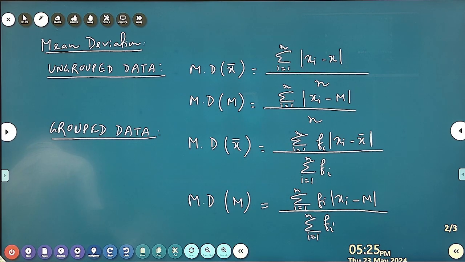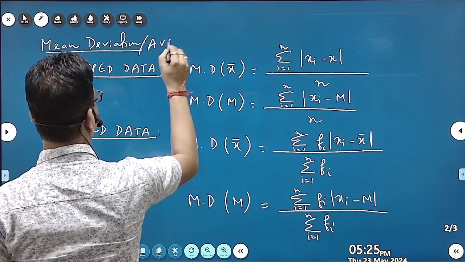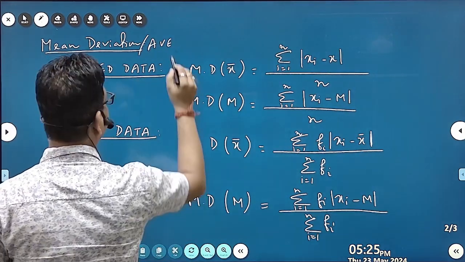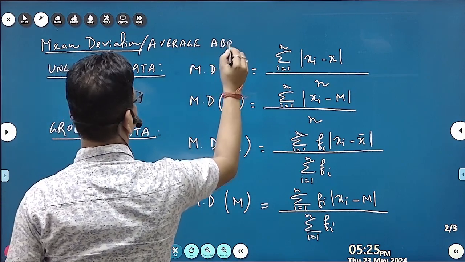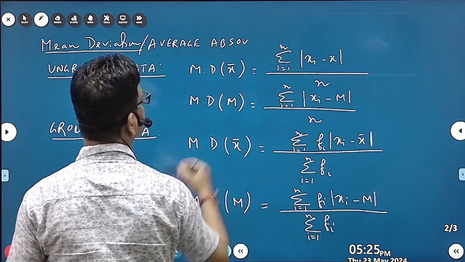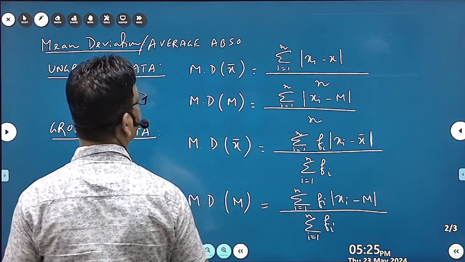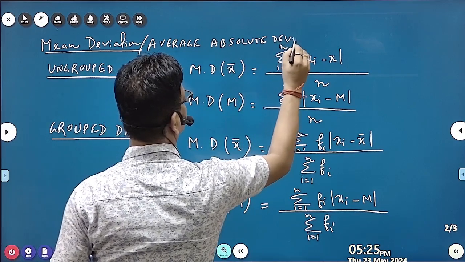Okay, it's given there as average absolute deviation. I forgot to mention this. Average absolute deviation is the other name of this.